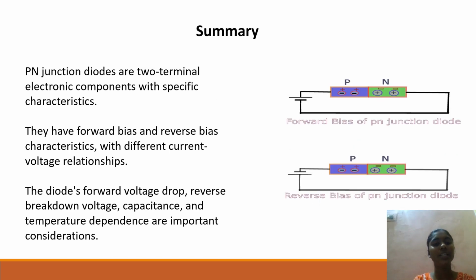Summary: PN junction diodes are two-terminal electronic components with specific characteristics. They have forward bias and reverse bias characteristics with different current voltage relationships. The diode's forward voltage drop, reverse breakdown voltage, capacitance, and temperature dependence are important considerations.